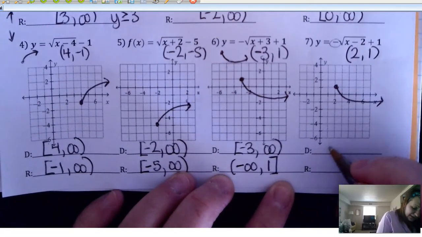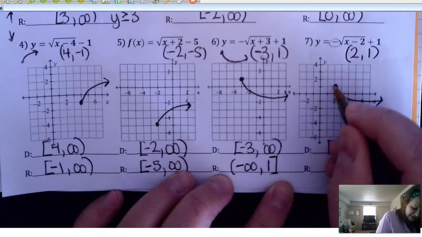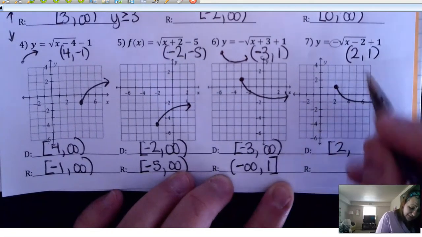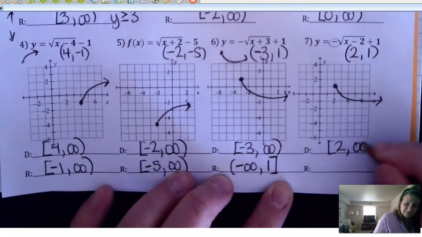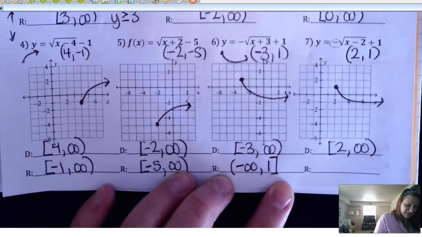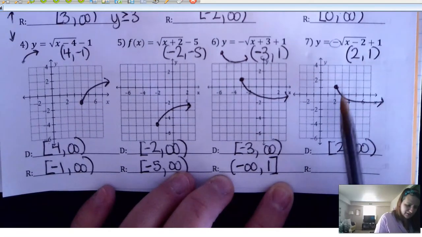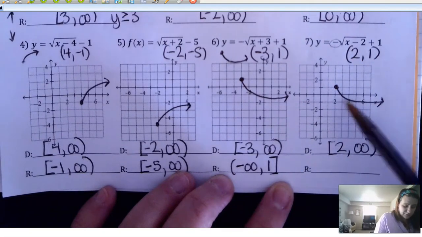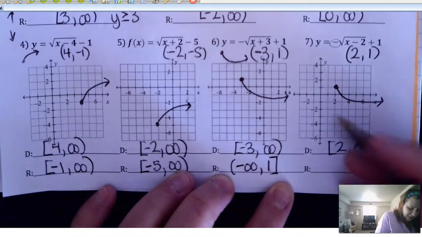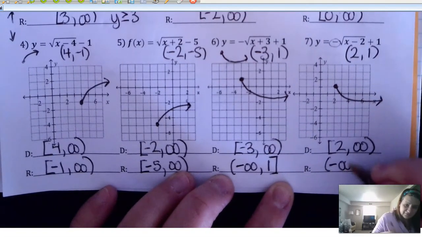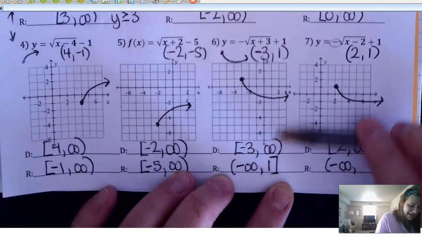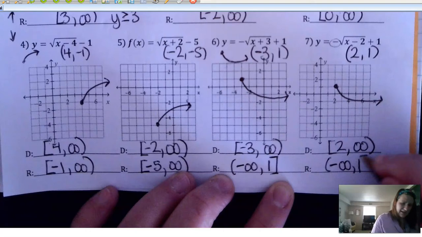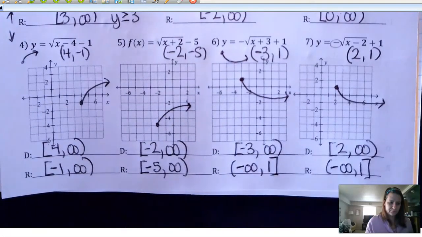My domain, first x value, approach it from the left. The first x value would be 2, and it goes to the right. It's going down, but it's going to the right forever, so we're still going to positive infinity. Remember, you can't take the square root of a negative number, so it's not going to swoosh back that other direction. And then for the y values, again, it's very gradual, but this points down forever. So this would go down to negative infinity, and it would stop at this y value, which is 1. And that has a bracket because I have an actual point there.